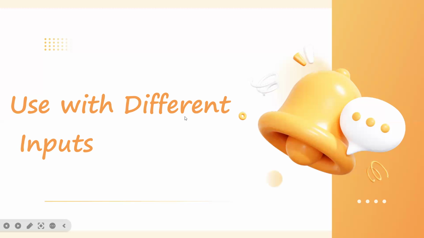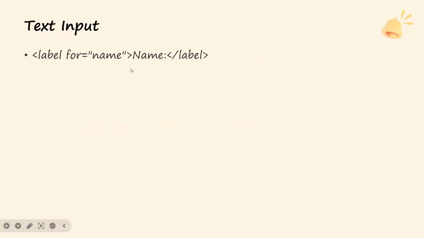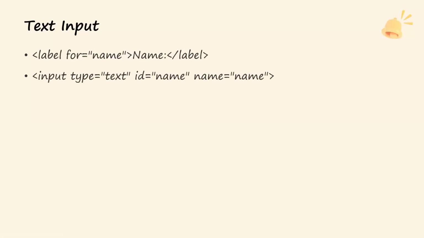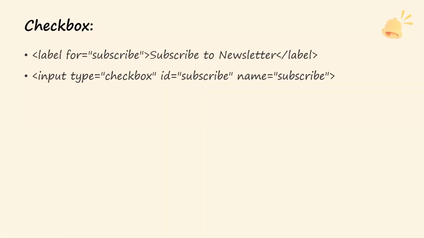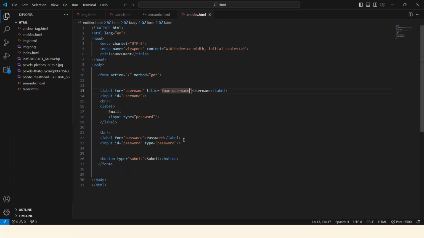So how do we use the label with different inputs? We have seen this one already. We are working with the normal text input. We can also use it with checkbox. We have not talked about checkbox yet, but you can use it with checkbox. So I can go back now and turn one of these inputs to checkbox. We'll talk about checkbox later, okay?